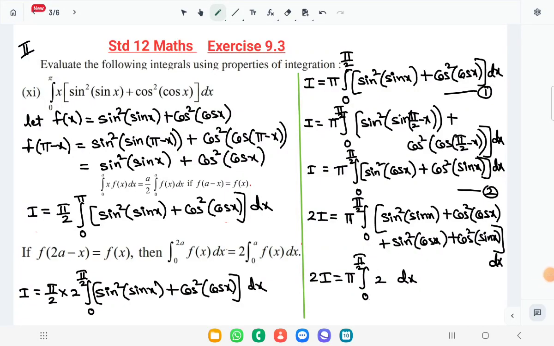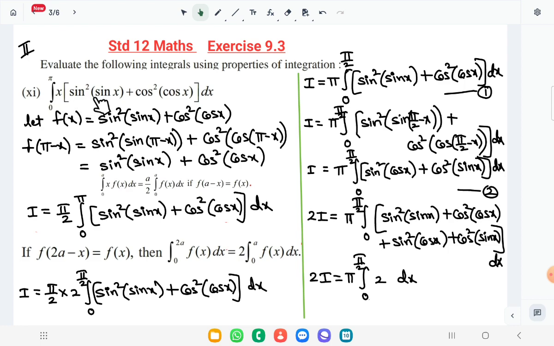Dear students, in this video we are going to see exercise 9.3, second Roman, 11th subdivision. Evaluate the following integral using properties of integration: integral 0 to pi of x into sine square of sin x plus cos square of cos x dx.